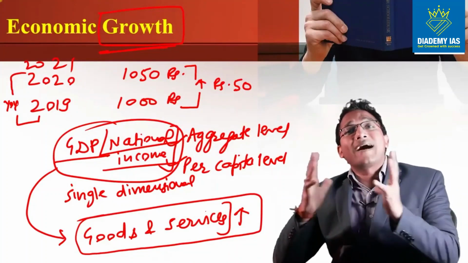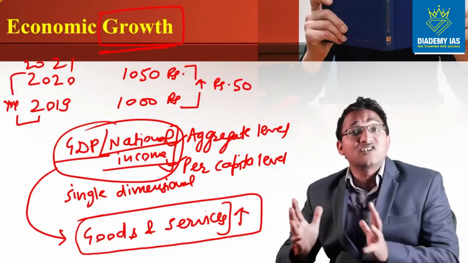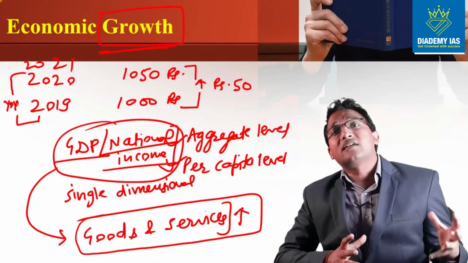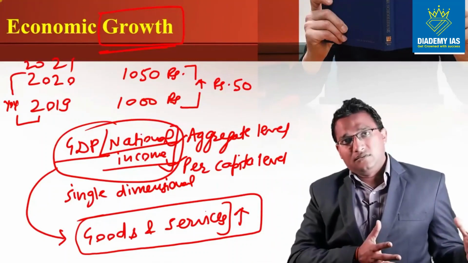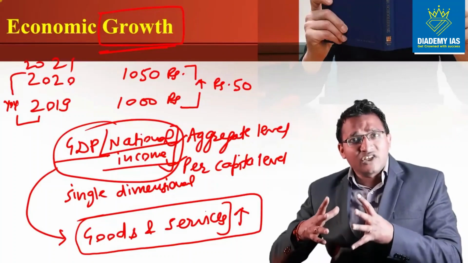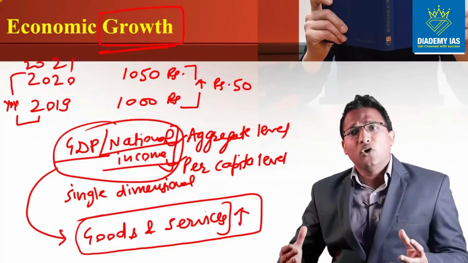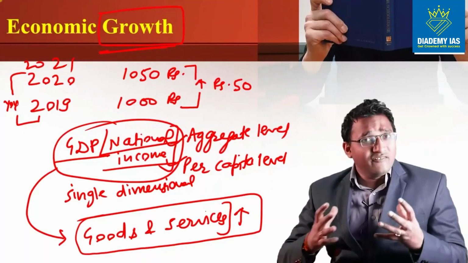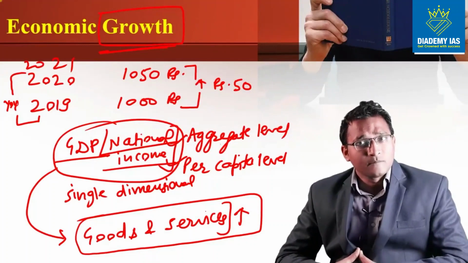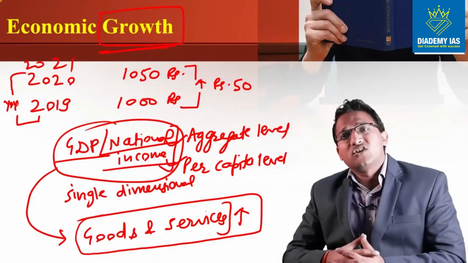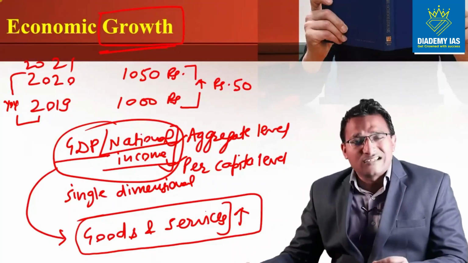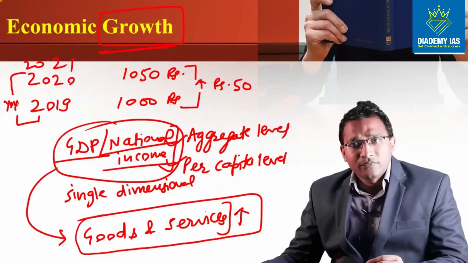So this is more of a market phenomenon, a production phenomenon, right? This may not indicate the well-being phenomenon. This may not indicate whether the income being earned is equally distributed or not, whether every person in the country is getting the benefit of this increased production or not, right? So these are the lacunas of economic growth. We will discuss the lacunas in much more detail in the coming session.